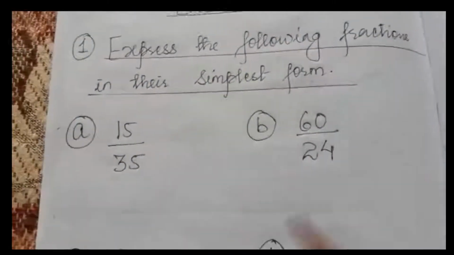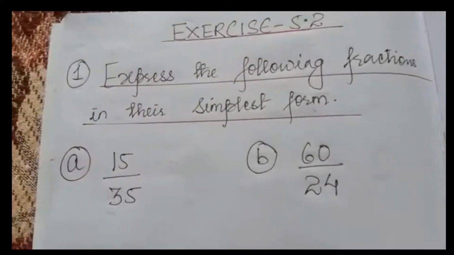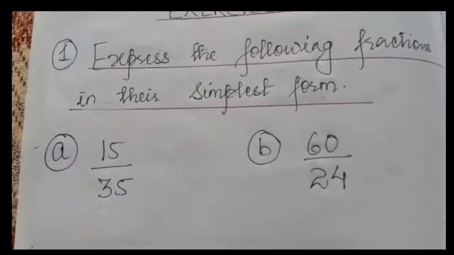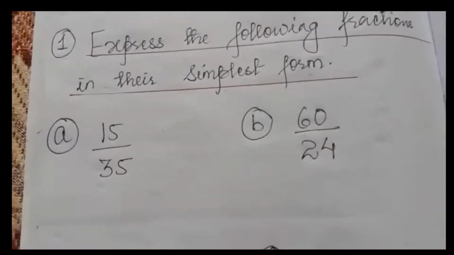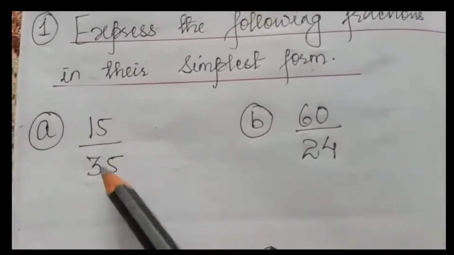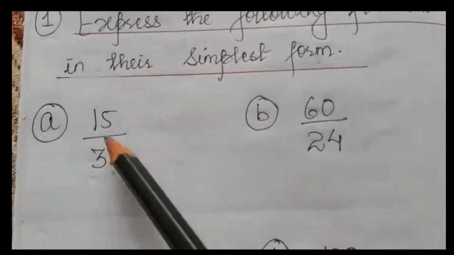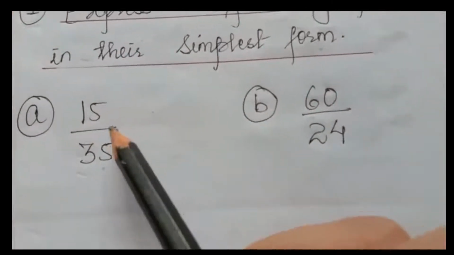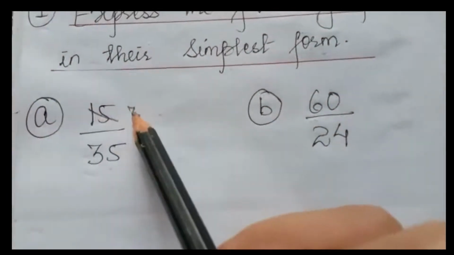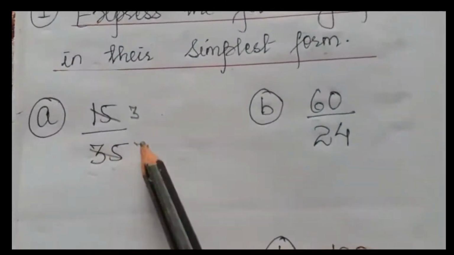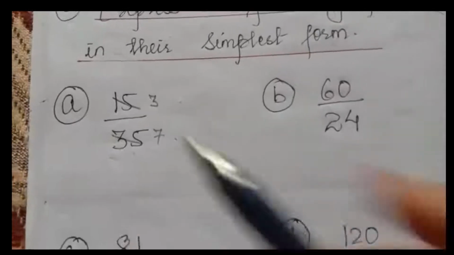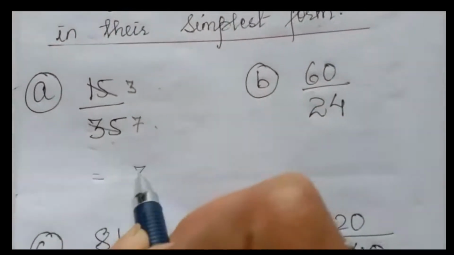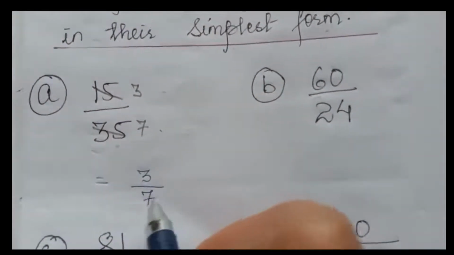So here some fractions are given. You have to convert these fractions into simplest form. Means you have to cancel those numbers, then convert into the simplest form. So your first question is 15 by 35. We can cancel with 5. 5 3s are 15, 5 7s are 35. Now further we cannot cancel. Your answer is 3 divided by 7.